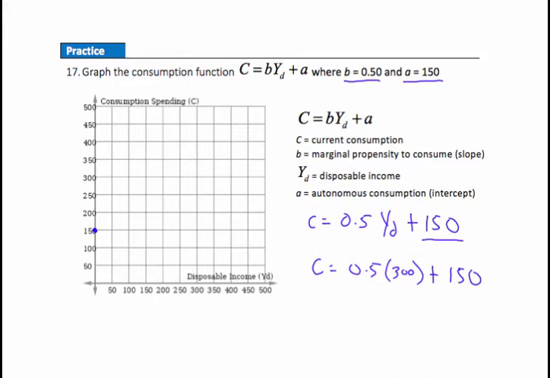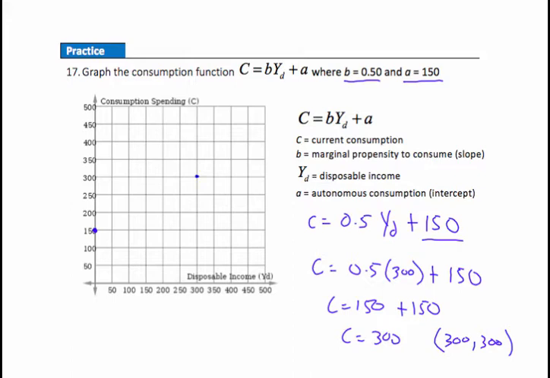Well, 0.5 is the same as a half, so if I take half of 300, that would be 150 plus 150. So my consumption then is going to be $300. So I have the point, the ordered pair. I plugged in 300 and I got out 300. So the point is going to be 300, 300 right there.